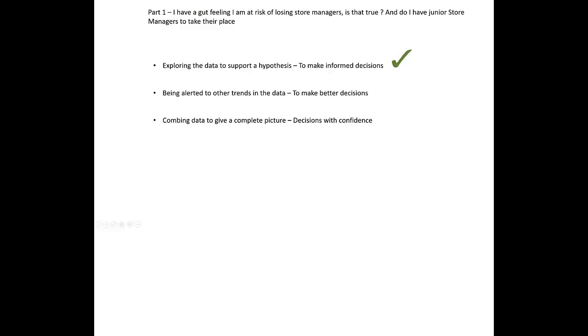Okay, so what did we see there? We saw exploring the data to support the hypothesis that we don't have enough junior store managers. We also got alerted in the data to other trends in the data that we saw. And we also combined two different data sets to help us make better decisions when we're thinking about our workforce planning activities.